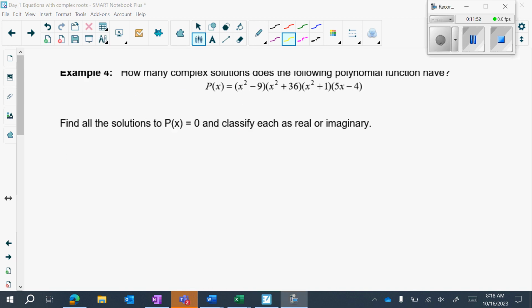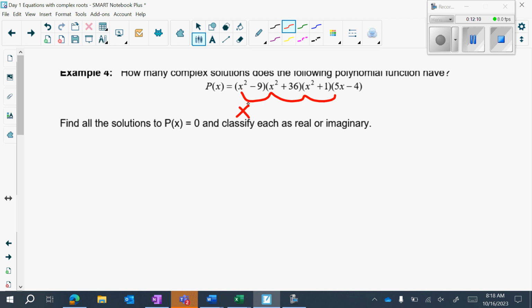It says, how many complex solutions does it have? And then find all the solutions, okay? So what you're going to do now is think about if you had multiplied out all the x's, how many total x's would there be? So remember, when we multiply, what do we do with our exponents? I'm hoping you say we add.